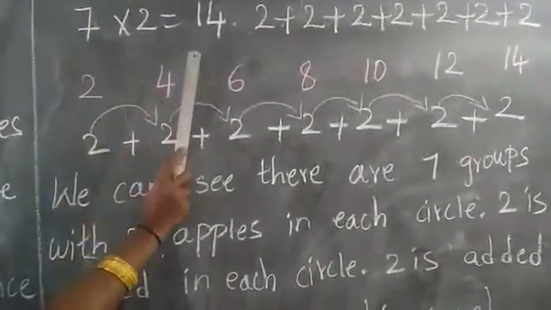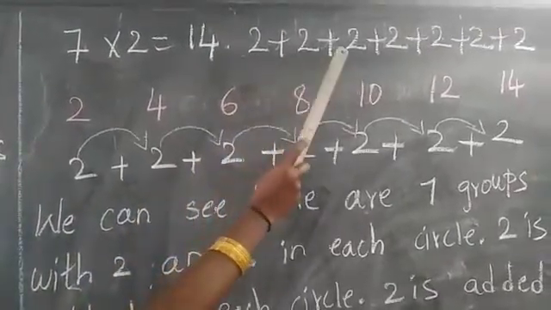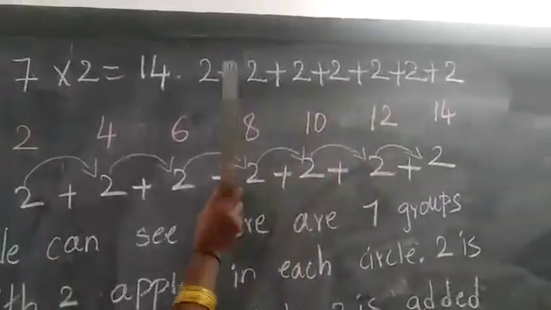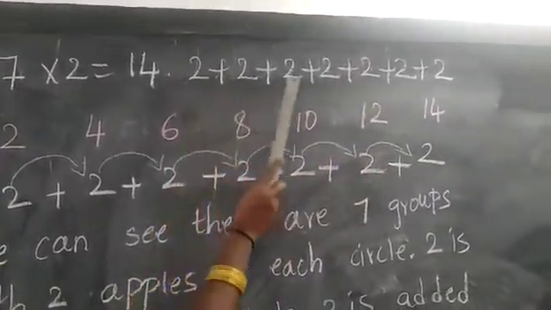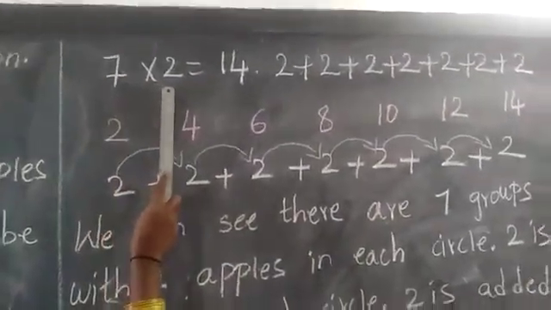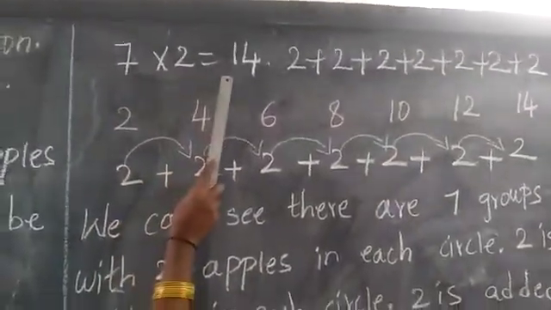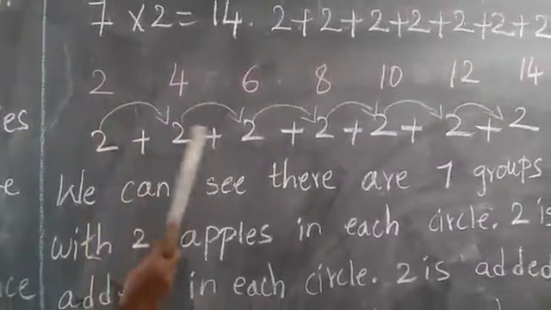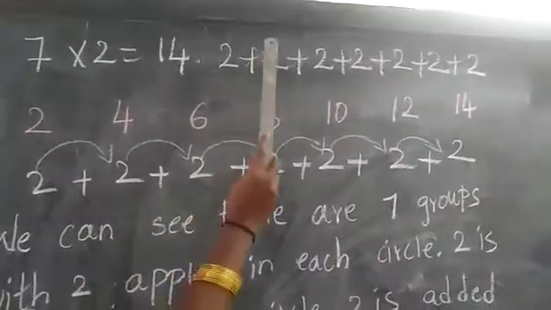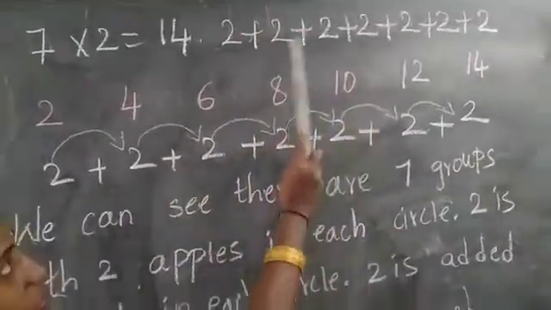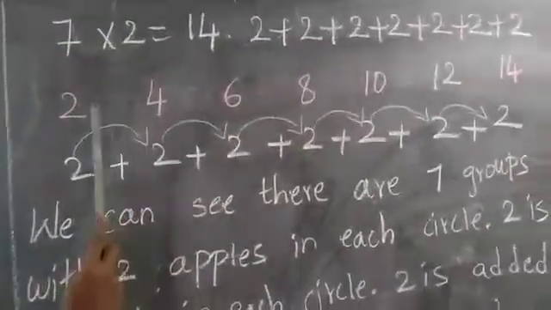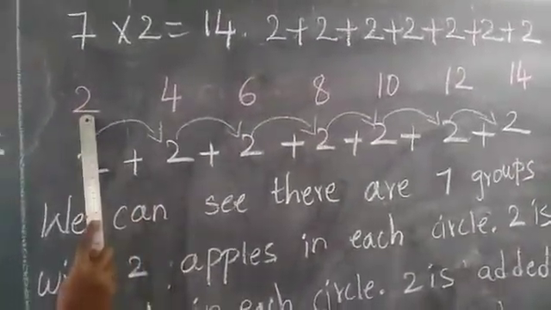Now this is a sentence: 2 plus 2 plus 2 plus 2 plus 2 plus 2 plus 2. How many 2's are there? 1, 2, 3, 4, 5, 6, 7. So here 7. And how many here? 2. 7 2's are 14. These are the numbers, children. This is the repetition sentence, children. The repeated number is 2, 2, 2. So we are skip counting by 2. We can write it like this also, children.